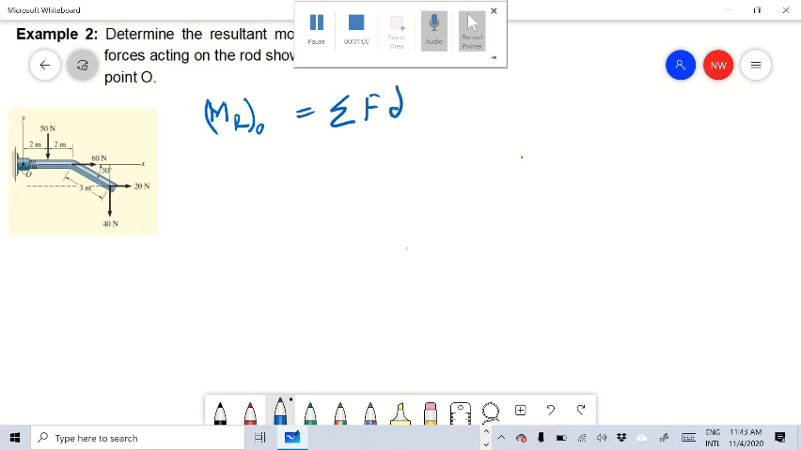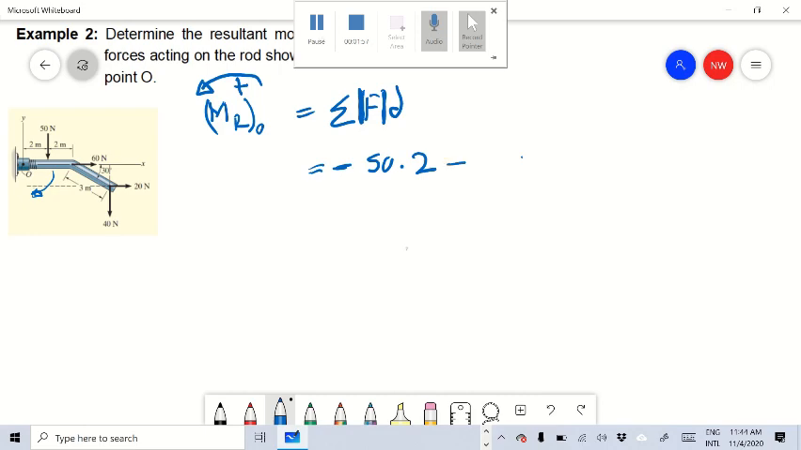When you use this equation, you should show which direction of rotation is positive. So I take the counterclockwise direction as positive, right? Sigma Fd, where F is actually the magnitude of the force times d. If I take this force 50, you can see about this point it will create this type of rotation. So it is clockwise rotation, so it is negative: 50 times the perpendicular distance to the line of action, which is 2, right?